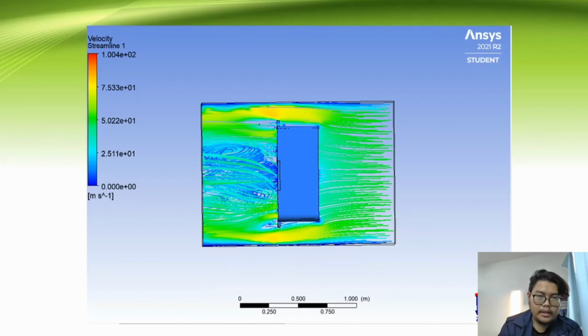So for the inlet airflow, we set it to a velocity of 1 meter per second as shown in the picture below. The highest value of the airflow we get is 0.5 meter per second, which is a very good value for a closed system of the drying machine.